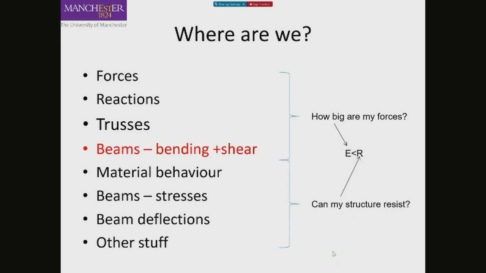So if you remember, the E is the effect of the load. That has to be less than the resistance of the structure. So we are still in the first bit, and this topic would be the last of the first bit of the topics. Then we'll go on to the next ones: material behavior quickly, stresses in the beams, beam deflections, and a few other things.